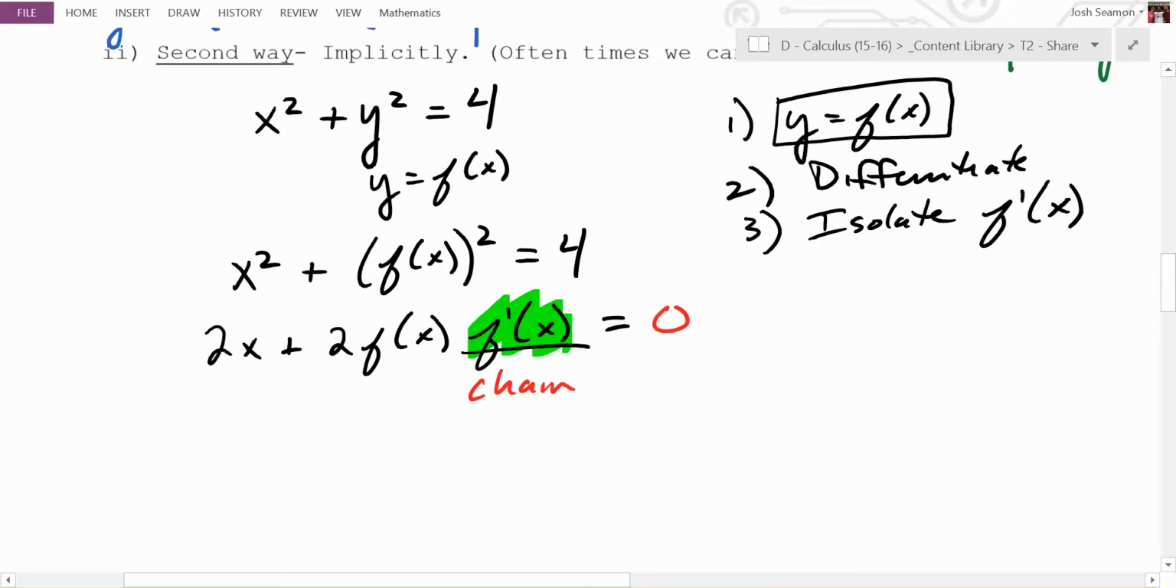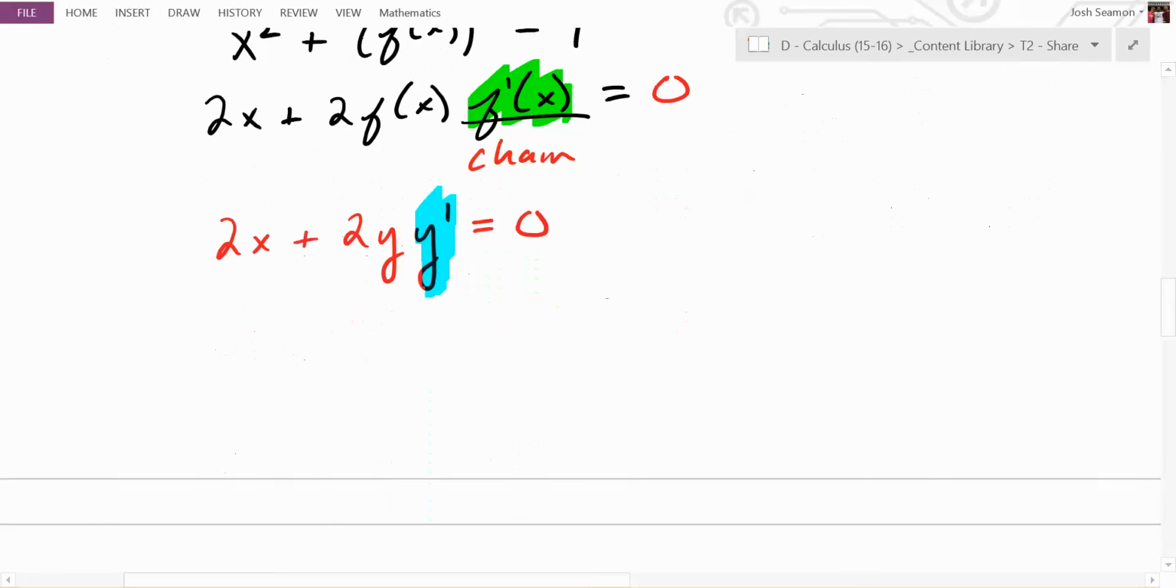I like changing it back now because notation helps. I like the notation this way, everybody. So if we change it back, what do we have here? 2x plus 2y, y prime is equal to what? 0. What are we isolating? Same thing. We're isolating y prime. What can we divide everything by? Divide by 2 and you get x plus y prime is equal to 0.